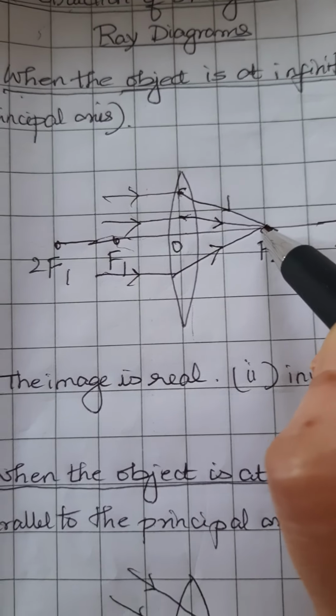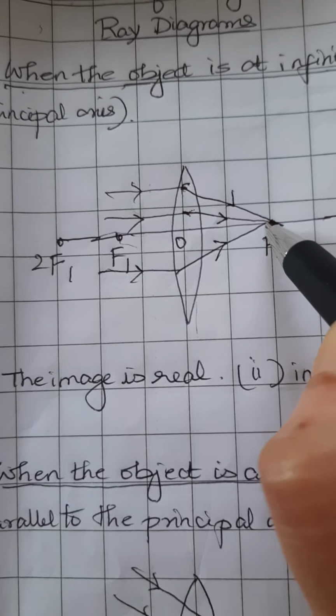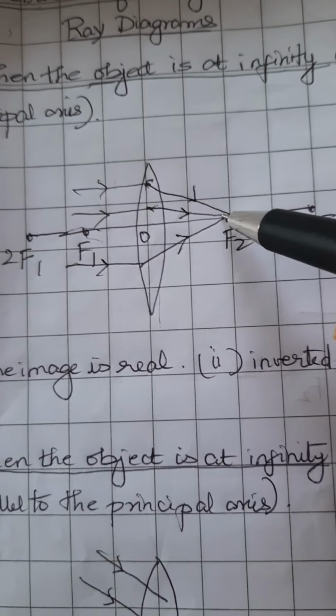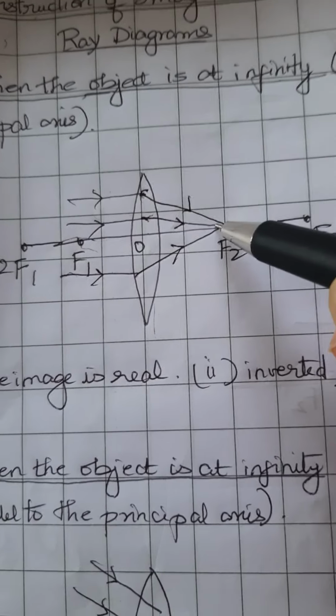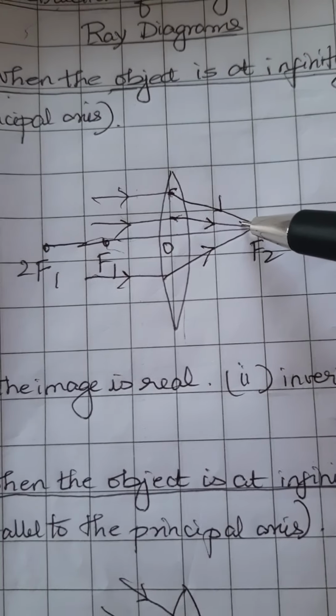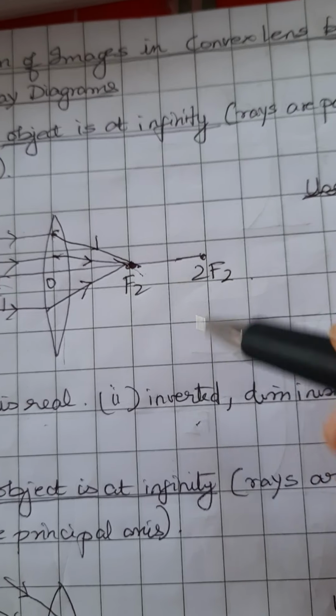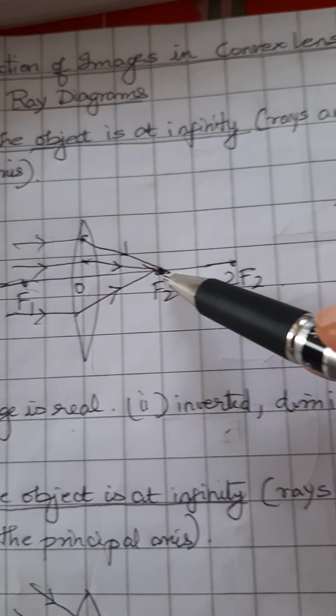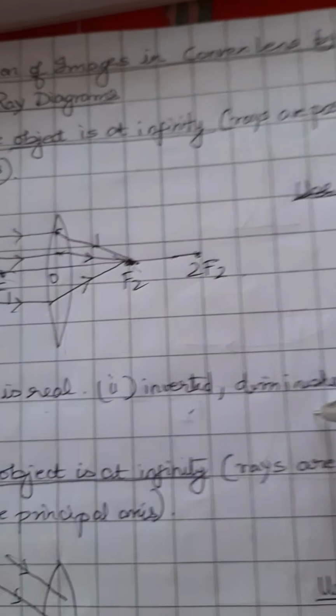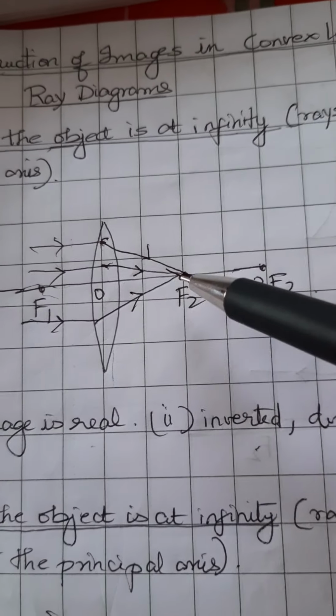This image is a real image, that means it can be formed on a screen. The image is inverted, that is upside down. Whenever we have a real image, it is always inverted, and here the image is very, very small, that is highly diminished, and it is formed at the principal focus.